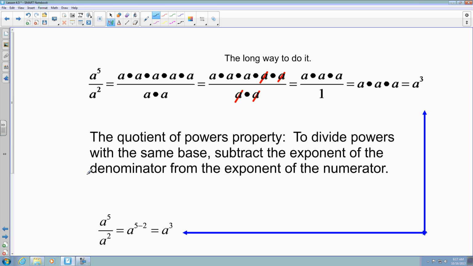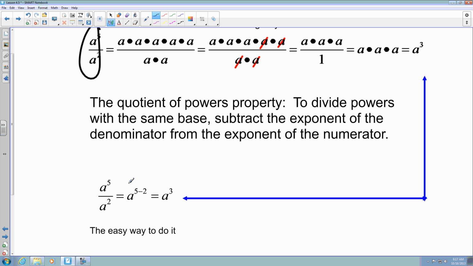The next rule that we're going to talk about when we have rules of exponents is the quotient of powers property. This states that to divide powers with the same base, you subtract the exponent of the denominator from the exponent of the numerator. So if you look at this top value, I have a to the 5th power divided by a squared. Since they have the same base, all we have to do is take 5 and subtract 2, which gets us a to the 3rd power.